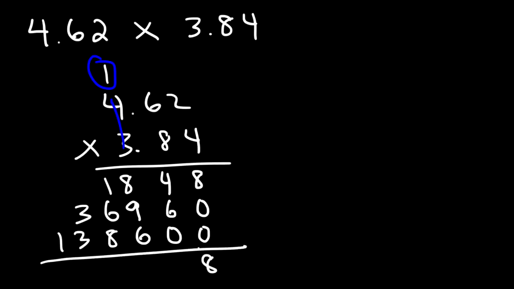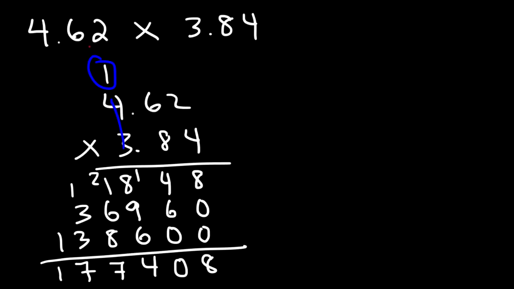So this is 8. 4 plus 6 is 10. Carry over the 1. So 1 and 8 is 9. 9 plus 9 is 18. 18 plus 6, 24. So now let's carry over the 2. 2 and 1 is 3. 3 and 6 is 9. 9 and 8 is 17. So let's carry over the 1. 1 plus 3 is 7. And let's bring down the 1.